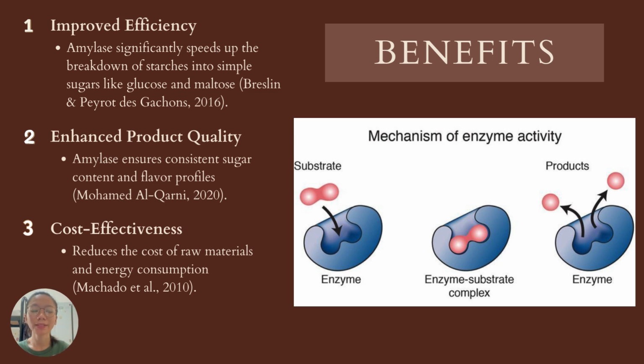Second, it also enhances product quality. For example, in sweetener production, amylase ensures the sugar content and flavor are consistent, which is so important for things like syrup or processed food. In baking, it helps create softer bread with a better texture and a natural sweetness. And the last one is it is also cost effective. Using amylase means you don't need harsh chemicals or expensive methods to process the starch, and this will cut down the cost for manufacturers while also being better for the environment.